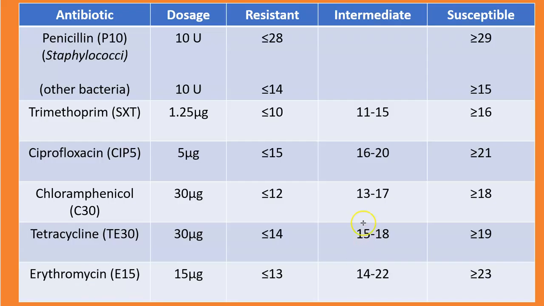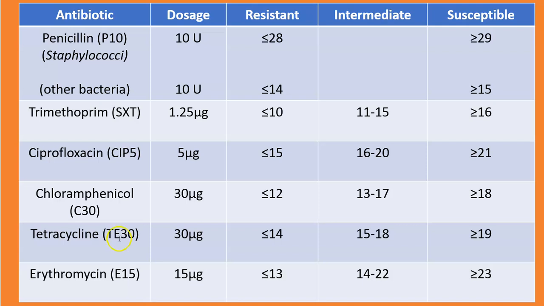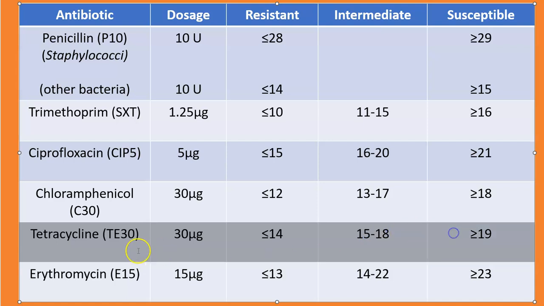So this is the standardized chart that we'll be using. Let's say you were looking at this and you measured tetracycline all the way across. So you measure this whole entire circumference here. And then we go to our chart and we find the row for tetracycline, which is this row right here. So let's say that zone of inhibition for tetracycline was 23 millimeters. So we look across for tetracycline and we see where 23 millimeters would fall.